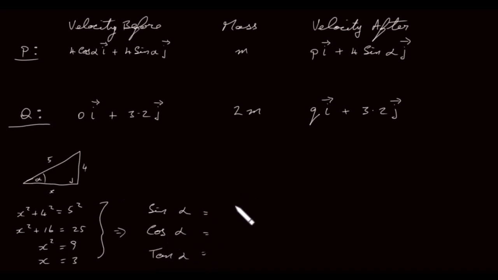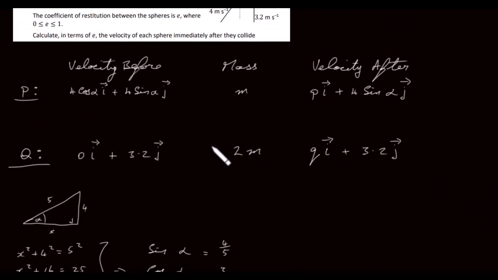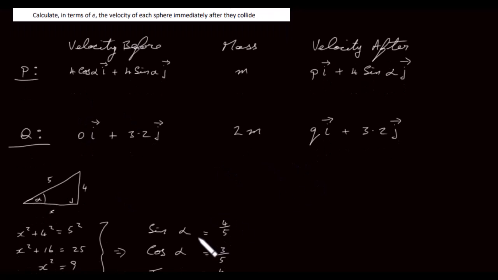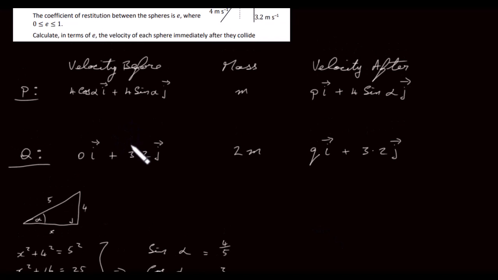So the sine of alpha is 4/5, we know that. Cos of alpha now is going to be 3/5, and the tan, if we need it, is 4/3. So we can just substitute the sine and the cos in up here anyway, so let's do that. 4 cos alpha here is going to be 4 times 3/5, so that's 12/5 i, plus 4 sine alpha. Well, sine alpha is 4/5, so that's going to be 16/5 j. So that's our velocity of our P sphere before impact.